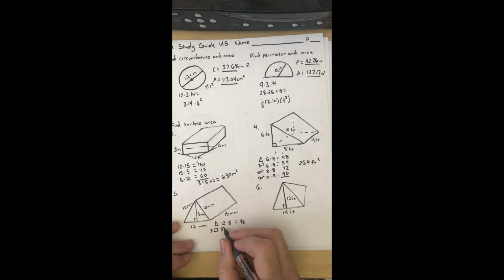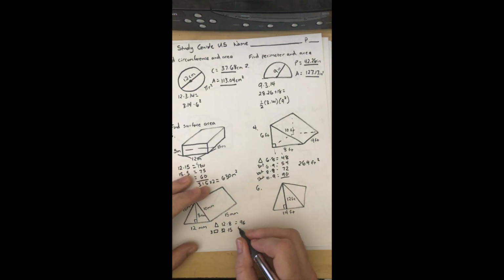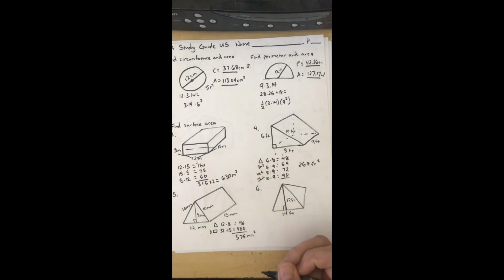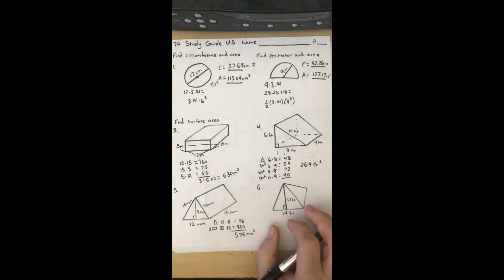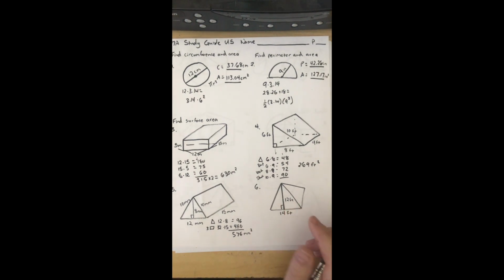So I've got 32 times 15, which the way I think of it is 320 plus half of that, so 160. So that's 480 for the rectangles. Add the 96, and that's 576 millimeters squared. Isn't that great? All right, and we keep moving right along, and we're looking at the pyramid.